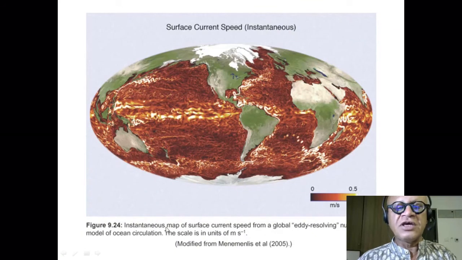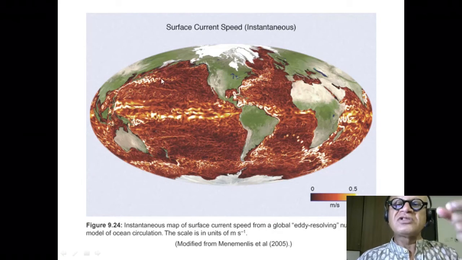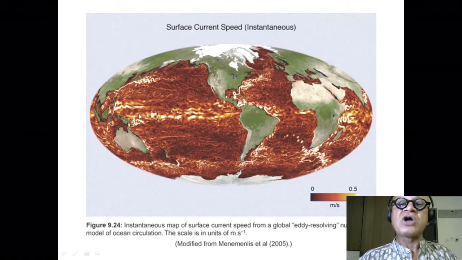So here is an instantaneous map of surface current speed from a global eddy-resolving numerical ocean circulation model. We'll see one we had seen before again. This is from JPL people, and they run a very high resolution model, which means the grid resolution of the model is much higher than, or at least similar to, the scale of the eddies or the Rossby radius of deformation. That's why they're called eddy resolving. They are small enough to actually capture eddies.